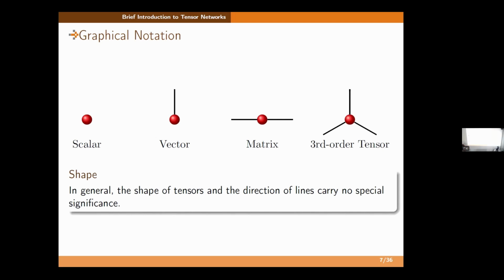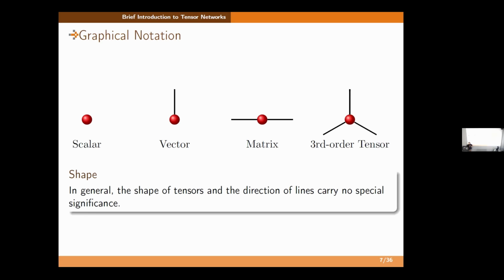Here we have a matrix with two, a third-order tensor with three, etc. In the literature, you can also find that people want to introduce, for example, that if there is a triangle, it means that we have some special tensor, etc. But in general, the shape and the direction of the lines does not matter. Some authors like to give some meaning to that.